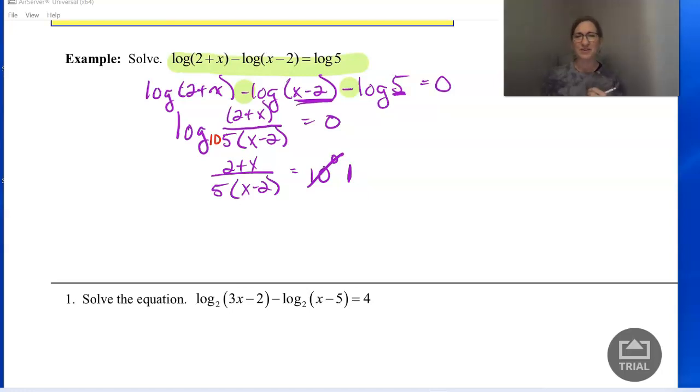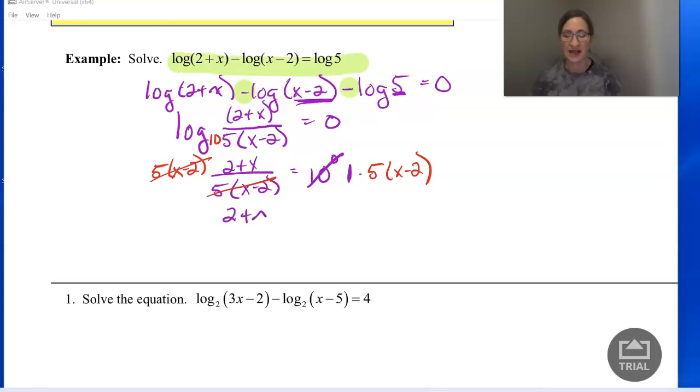When you have a fraction, the easiest thing to do is to clear that fraction. So I'm going to multiply both sides of my equation by that denominator, 5 times (x - 2). The 5 times (x - 2)'s reduce. And so then I'm left with 2 plus x equals 5x minus 10.